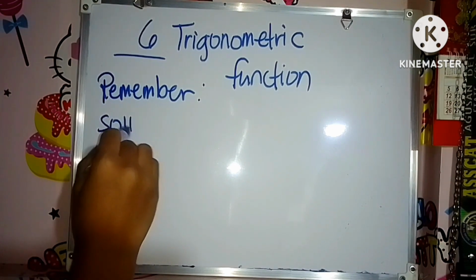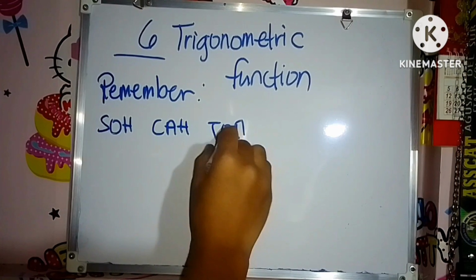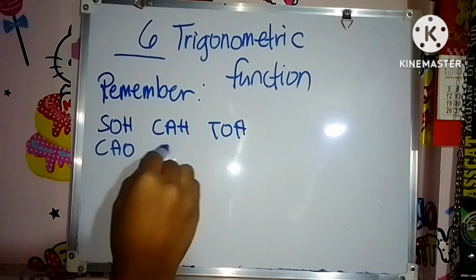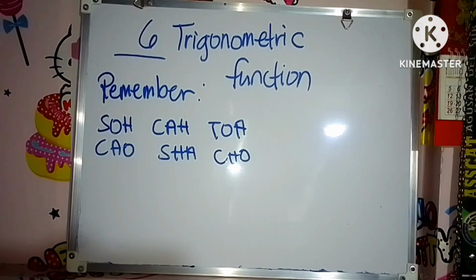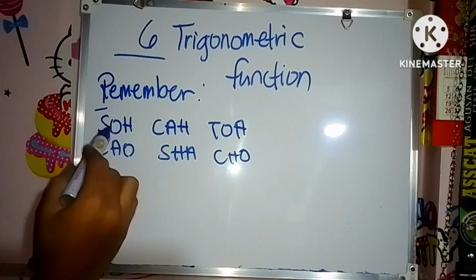To find the six trigonometric functions, we have mnemonics called SOHCAHTOA and CAUCHA-SHU. These strategies will help us to easily remember how to solve or find the six trigonometric functions. So let's start with SOH.